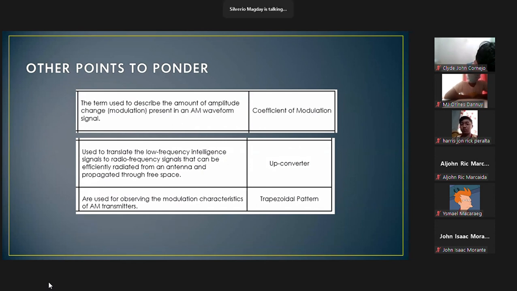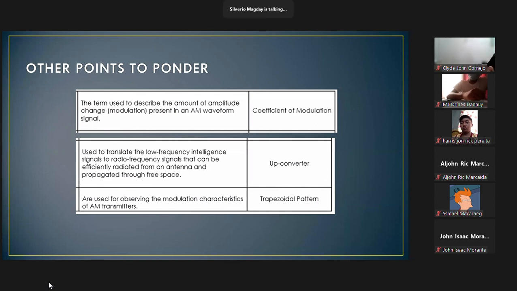Lastly, pag sinabi natin coefficient of modulation, yung amount lang na amplitude change present in an AM waveform. Tapos up converter to translate yung low frequency intelligent signals to radio frequency signals that can be efficiently radiated by an antenna. Tapos trapezoidal pattern, used for observing yung modulation characteristics ng AM transmitters.